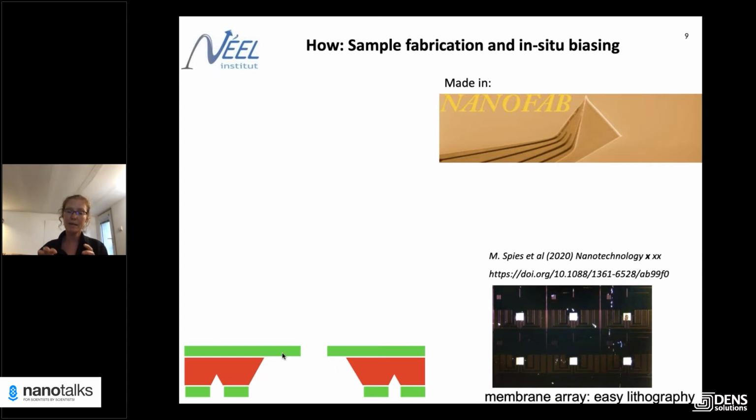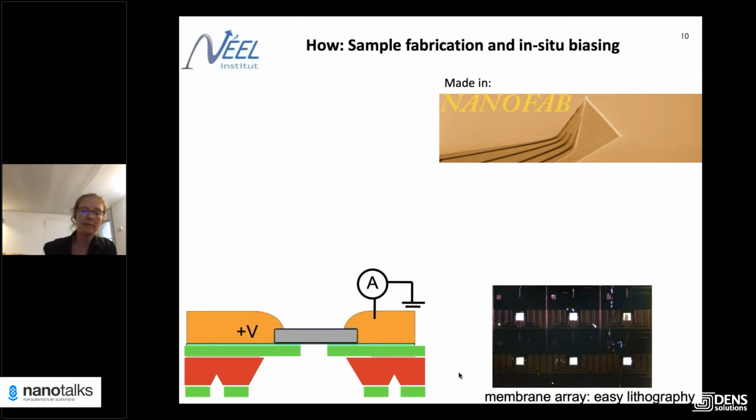And then the membranes are organized in groups. So we have arrays of membranes. For example, here you see part of such an array. And this helps us a lot to do the lithography because we can work on larger substrates and we can contact several nanowires, each on a different membrane, in one run. So on these membranes, we disperse the nanowires and then they're contacted with electron beam lithography.